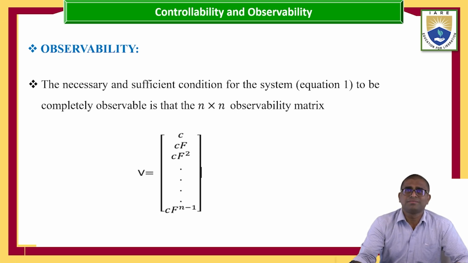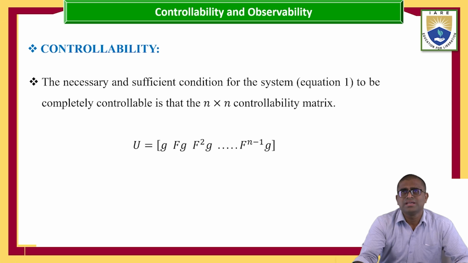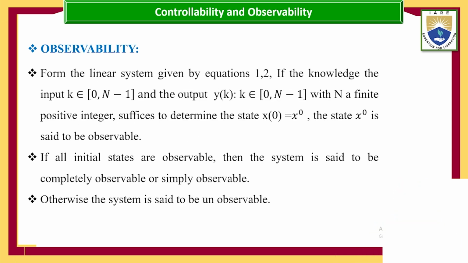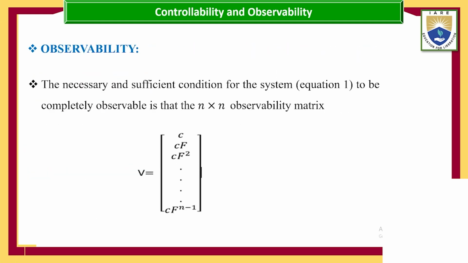Now the sufficient condition for observability is the column matrix C, CF, CF square, up to C into F to the power of n minus 1. In observability, the C matrix comes first and it is a column matrix. In controllability, it comes as G, FG, F square G, which is a row matrix. In controllability G comes first, and in observability C comes first.